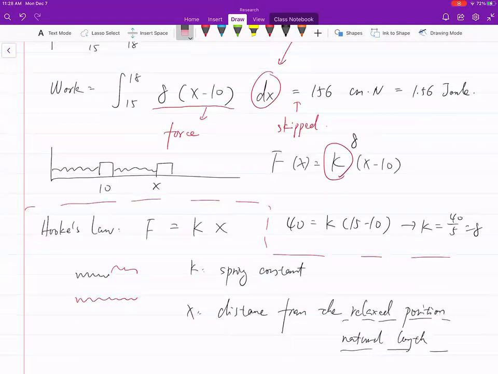If you have something which is changing, you don't have a constant, you just cut it into pieces. On each piece, you have a constant. Then you just sum them together. But when you have infinitely many pieces, when I say sum, you do integration.